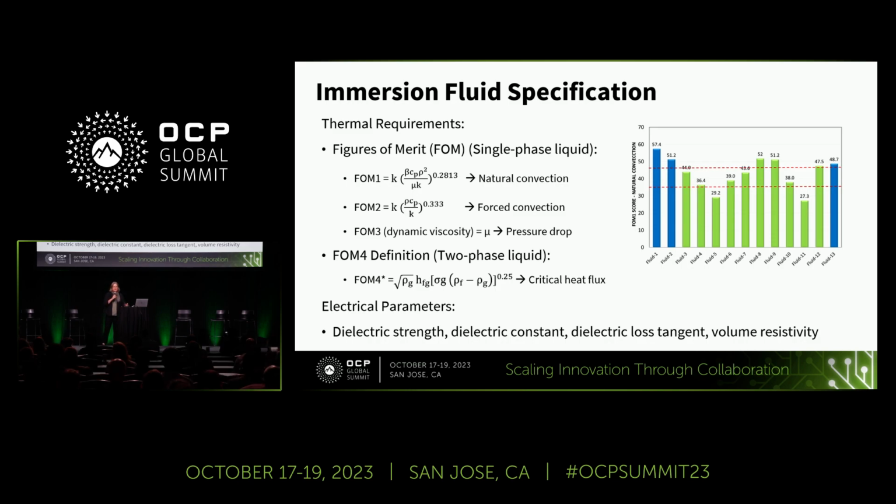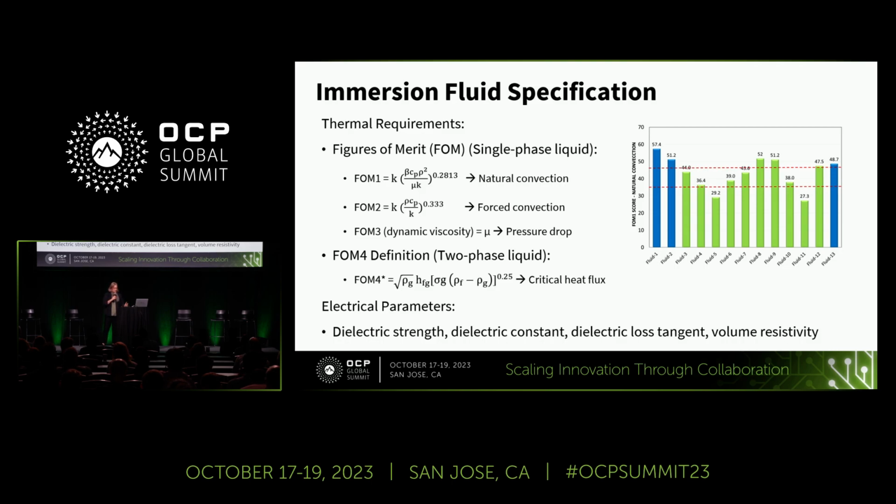Again, as a reminder, we determined the thermal and signal integrity requirements, and instead of specifying each different parameter of the fluid properties, we looked at figures of merit instead. What is it that we need the fluid to do? So we generated 3 different figures of merit for single-phase immersion and 1 for 2-phase immersion.